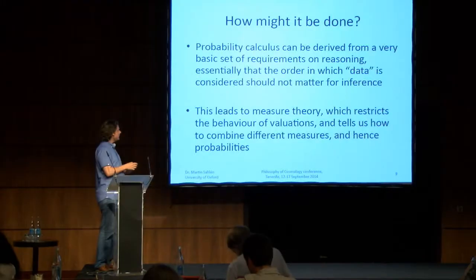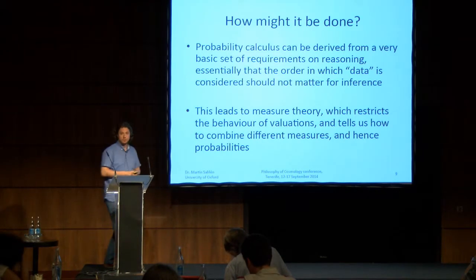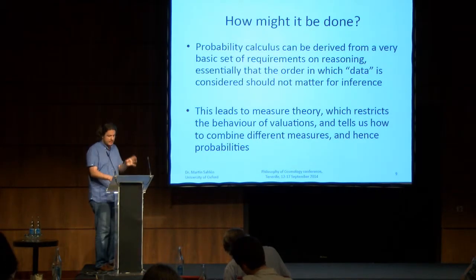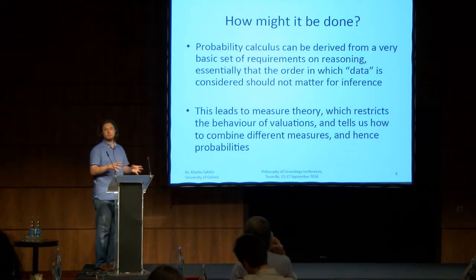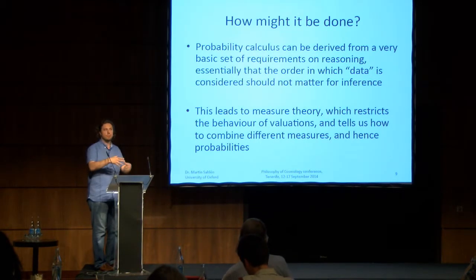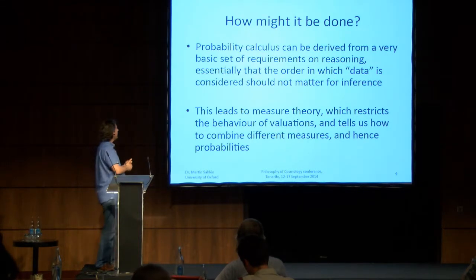Well, probability calculus, as Luke showed you, can be derived from a very basic set of requirements on how to reason in the light of various pieces of information. And one essential thing is that the inference shouldn't depend on in what order you look at things, for instance, in what order you consider data. And when I say data now, I'm thinking of it in a broader context, so it could be other explanatory criteria.